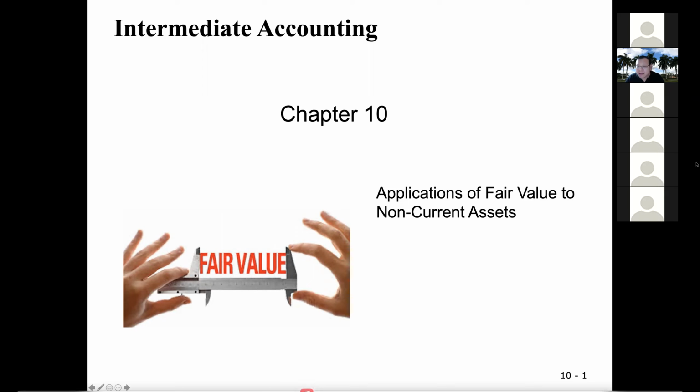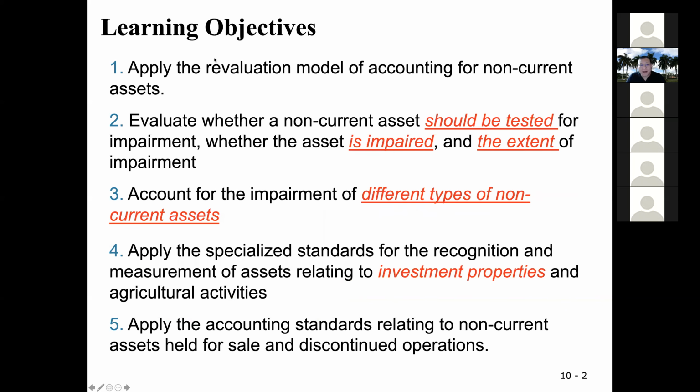So chapter 10 is about applications of fair values to non-current assets, okay? So we want to talk about the revaluation model. Previously we talked about the cost model, right? So the non-current asset is reported at the historical cost. That's the cost you have paid when you initially acquire the asset. So this is a different model called the revaluation model. That's an alternative to the cost model.